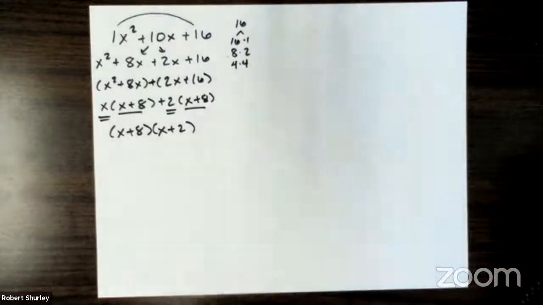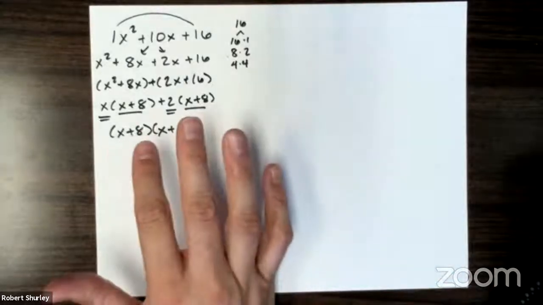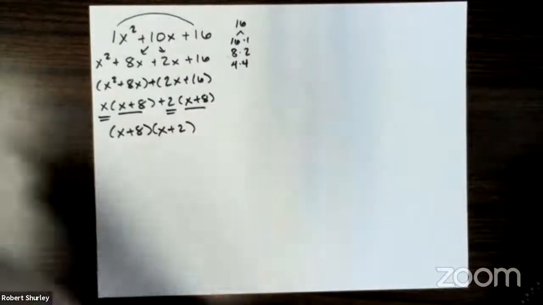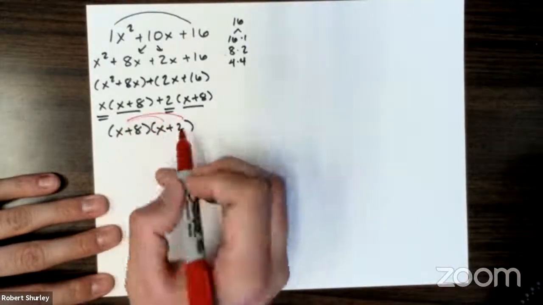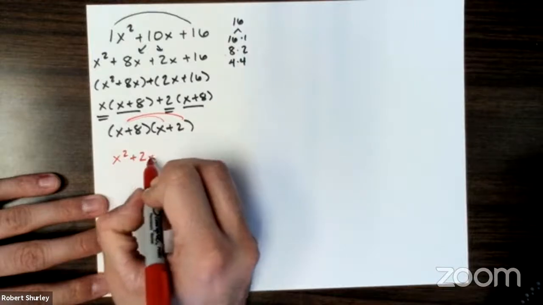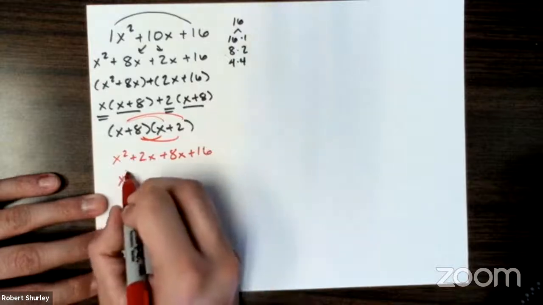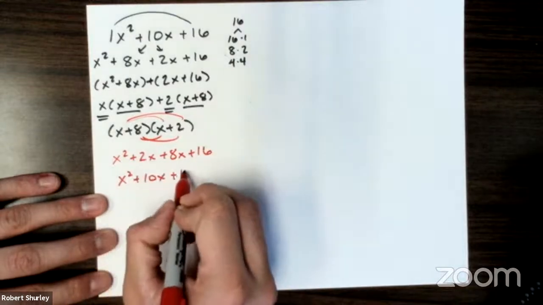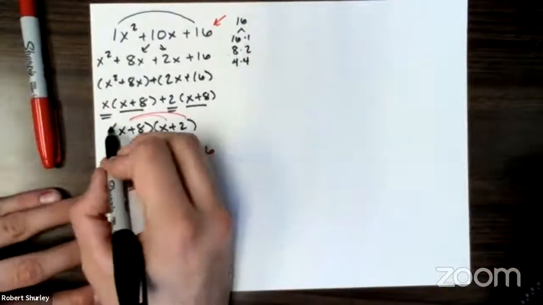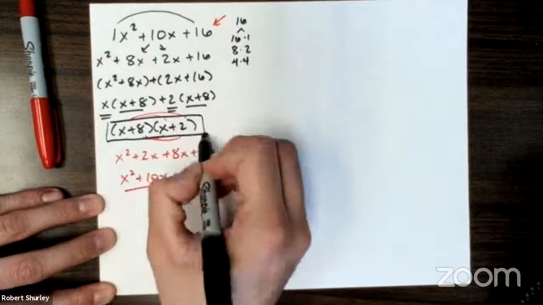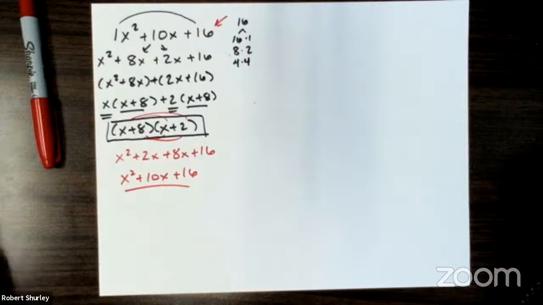Oh, you know what? I didn't check the last one. I know what you're thinking. Mr. Sharp, how do I know I'm right? Well, you just have to multiply these through. Remember, we talked about that in section 5.1 and 5.2. If I wanted to check to make sure this was right, I just distribute the x. I get x squared plus 2x, and I distribute the 8. I get 8x plus 16. Add these together, and look, I wind up with the original trinomial. So therefore, I know this must be the correct factoring: x plus 8 and x plus 2.